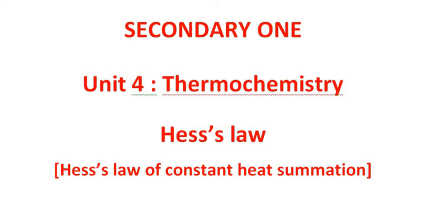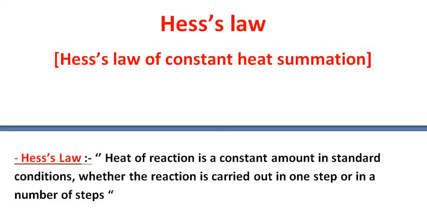Sometimes it is possible to determine delta H practically using the calorimeter. But sometimes it is impossible or very hard to measure delta H practically, if the reaction is dangerous, or if the reaction is very slow, or if the conditions of the reaction cannot be controlled. In this case, we depend on Hess's law, which is a mathematical law.